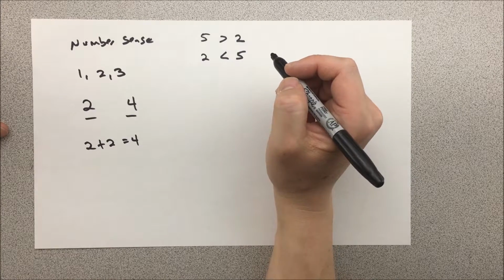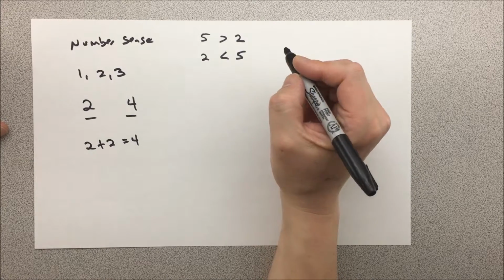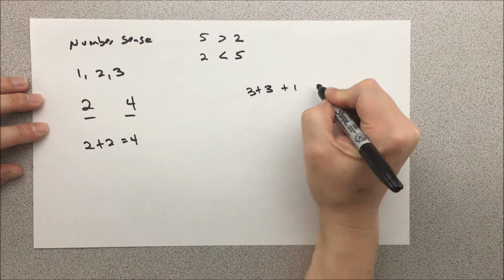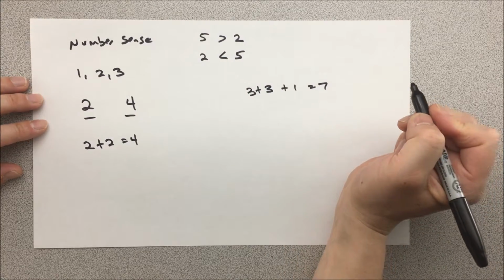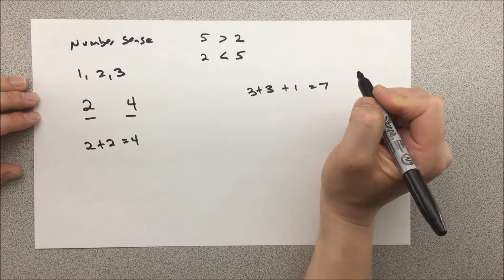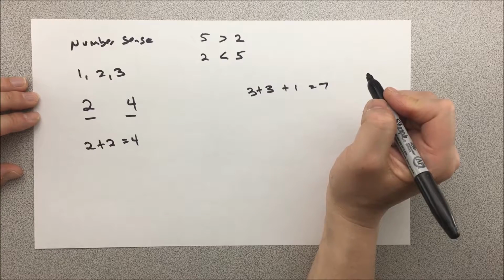Then make it a little bit harder. Doubles plus 1 or doubles plus 2. 3 plus 3 plus 1 is equal to 7. And trying these different ways of making it harder will help your child to understand these relationships.